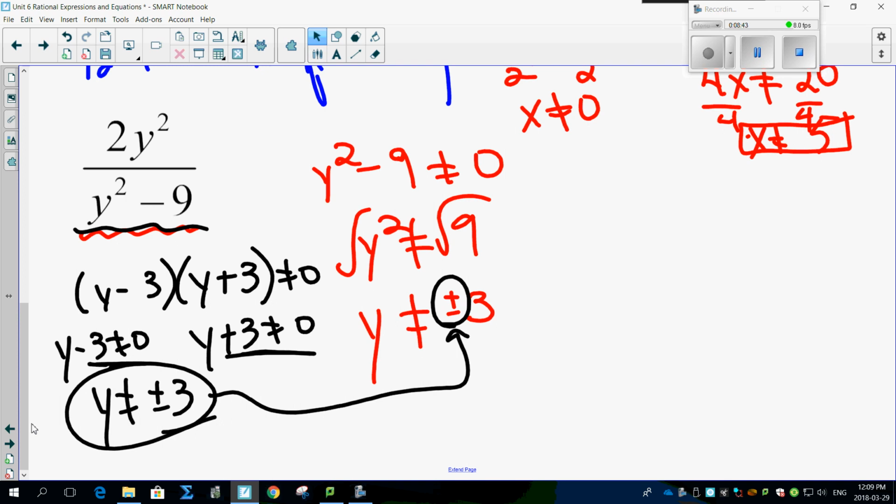So definitely look for things that are not permissible, because if you do, you get a denominator of 0, and you just can't have that.